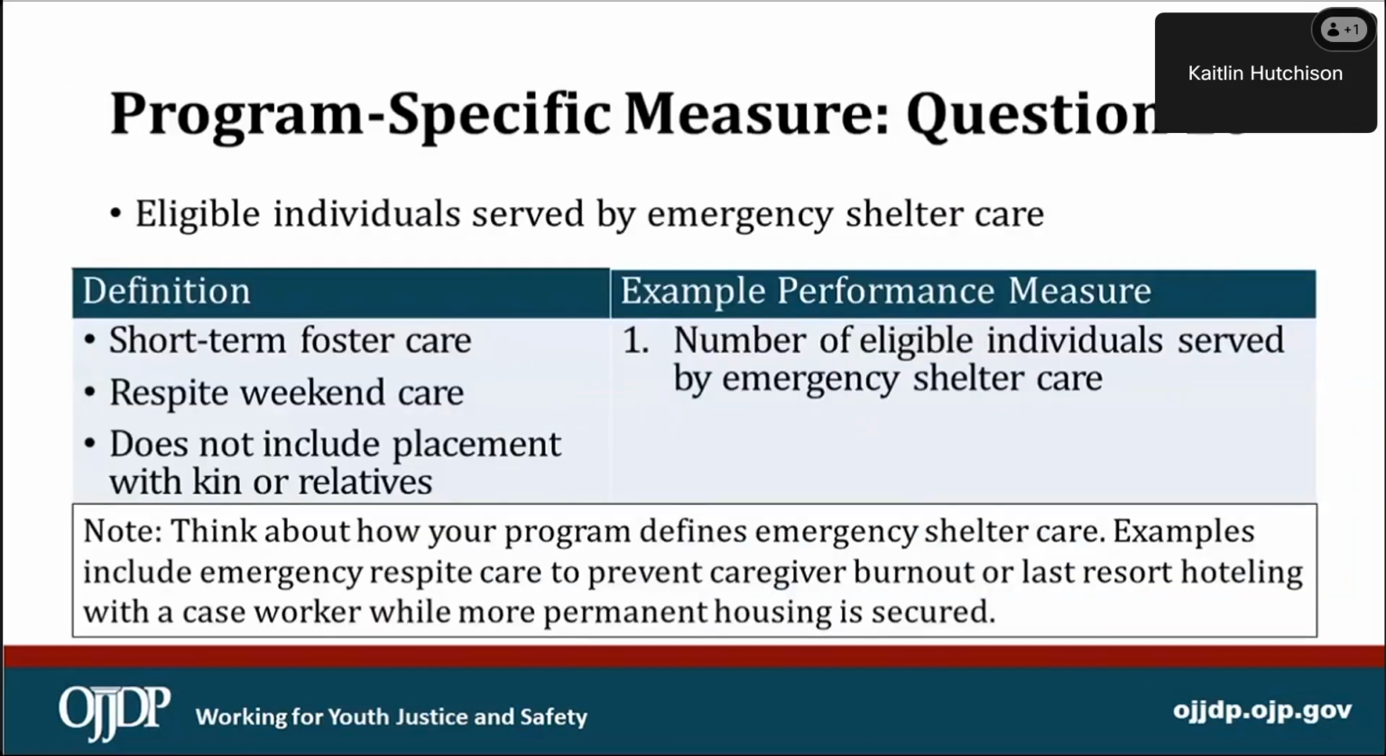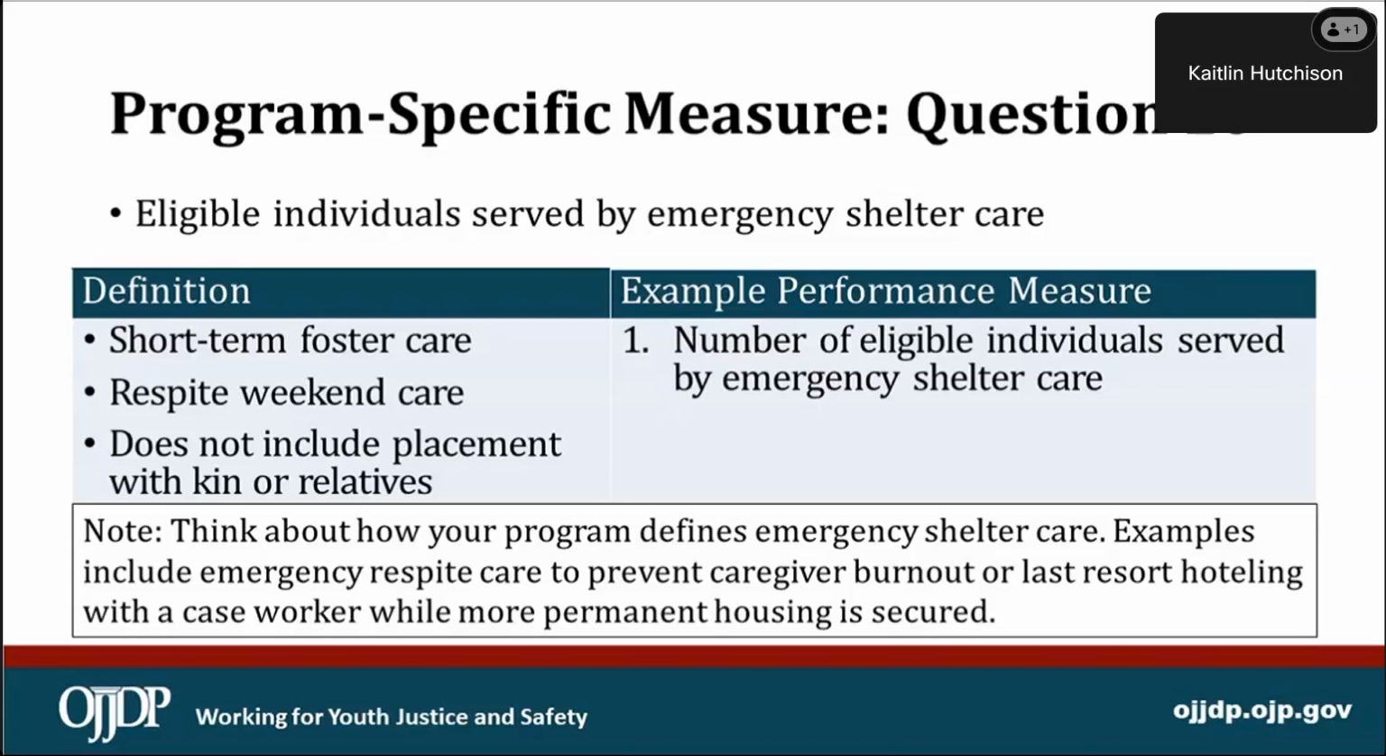Now let's examine a program-specific measure in question 10. This question asks about eligible individuals served by emergency shelter care. So for this question, we'd like to draw your attention to the bottom of the slide. Think about how your program defines emergency shelter care. Examples can include emergency respite care to prevent caregiver burnout, or a last resort hoteling with a caseworker while more permanent housing is secured. You'll want to think about the agreements you have in place with community partners.